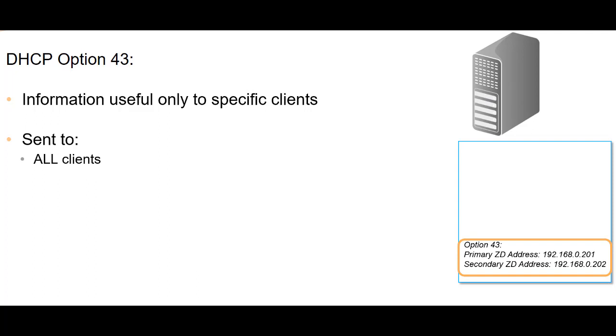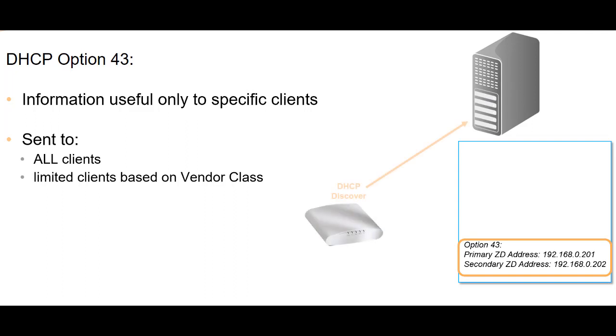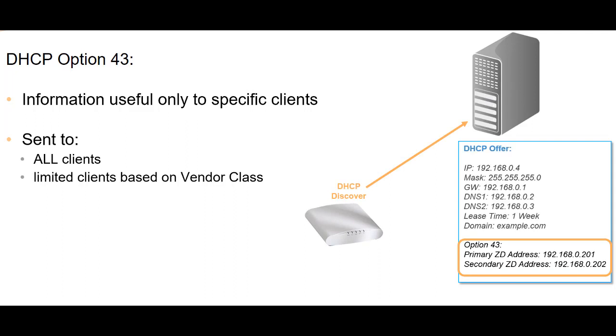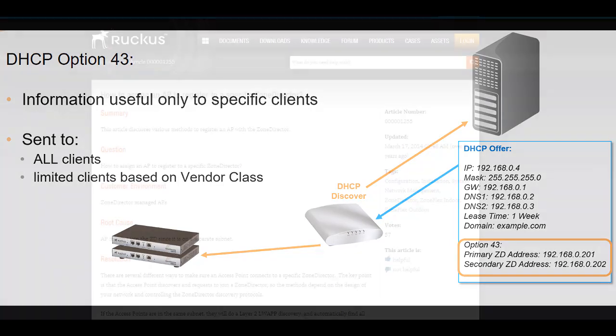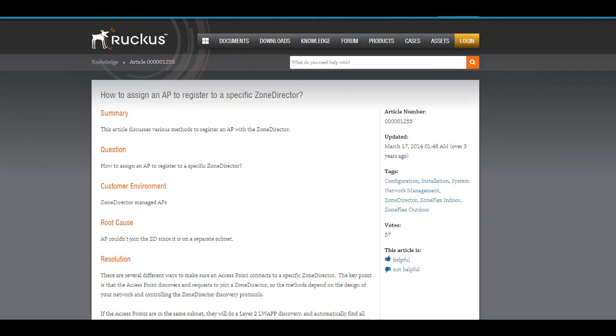However, it is sent to all clients unless we use an additional vendor class, in which case it's only sent to Ruckus access points. A Ruckus access point powers on and sends out a DHCP discover. The DHCP server will respond with the IP details for the access point, including the additional option 43 information. The access point now has the primary and secondary Zone Director addresses and will send discovery out to those specific Zone Directors. Of course, there are many different DHCP server options available to you, so we can't go into detail here as to how you should set up your specific DHCP server. However, there are some knowledge base articles that can help you. To find them, do a search on the Ruckus website under knowledge.